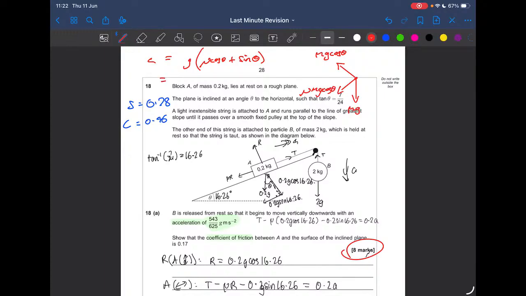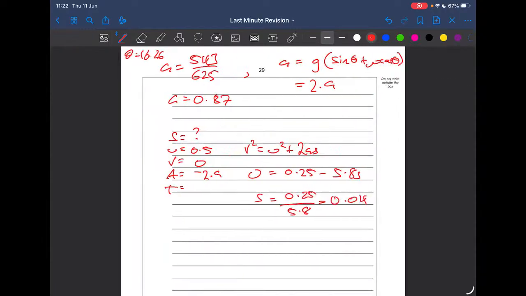Let's just plug it in, see if I might have typed it in the calculator wrong. 9.8 times 0.17 times 0.96 plus 0.78, 0.28. And I get 4.3. Yeah, I think I just typed that in the calculator wrong. Everything we've done is right. This number is just incorrect.